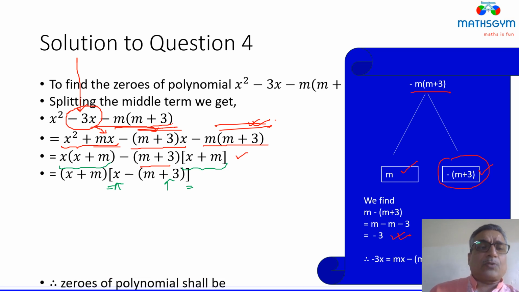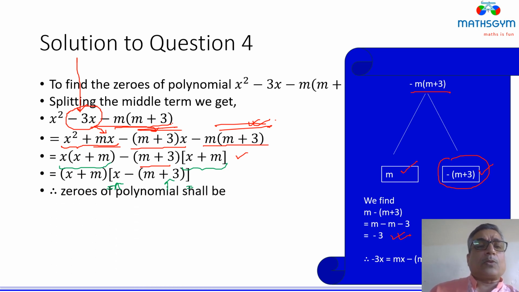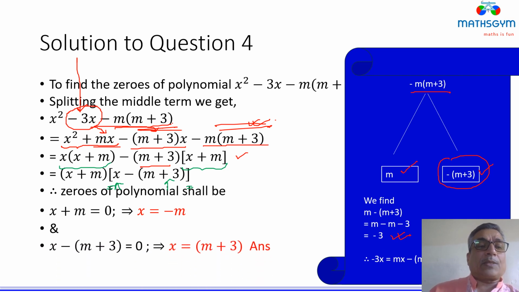Let's write down the last two steps. Zeros of the polynomial shall be x plus m equal to 0, which basically gives you x is equal to minus m, and the other could be x minus (m plus 3) equal to 0, which would be x is equal to m plus 3. So these two are the zeros of the polynomial.